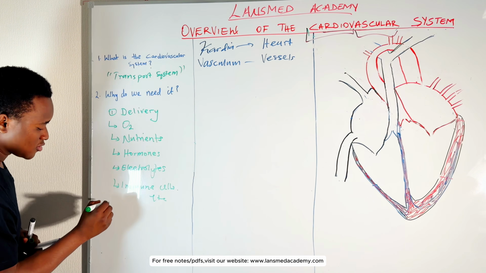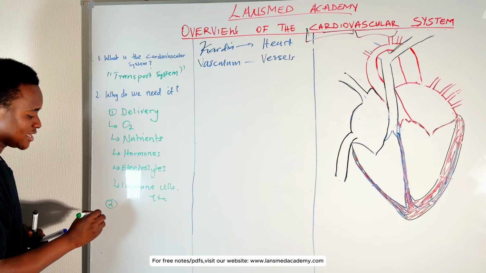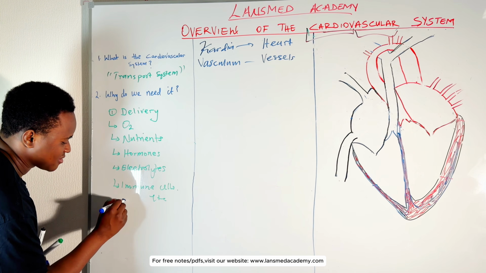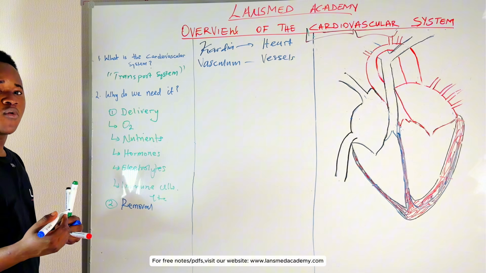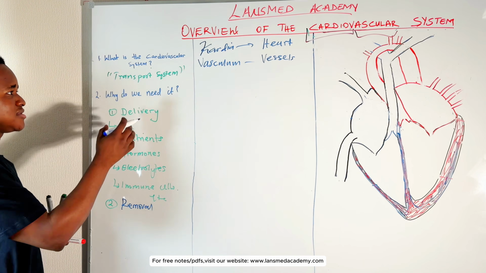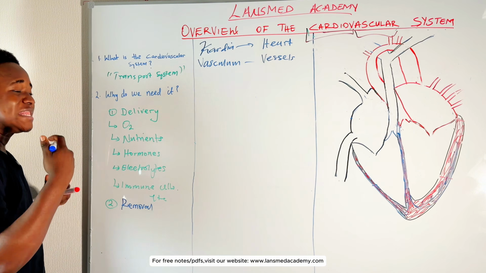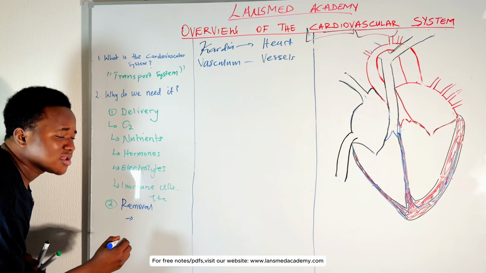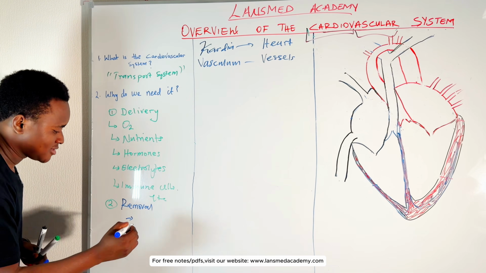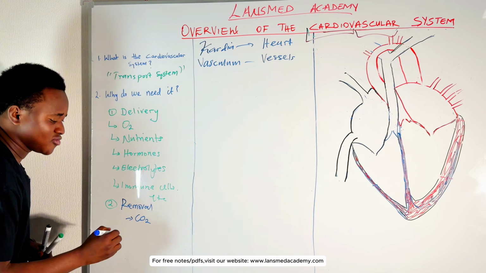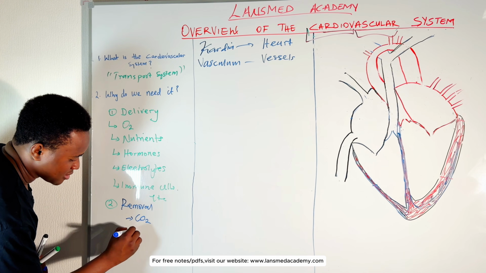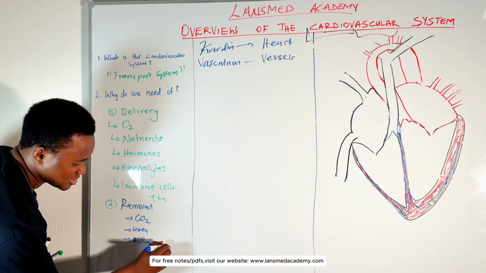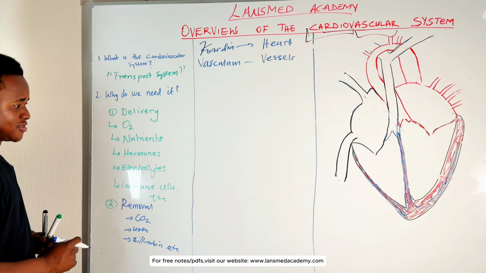The second is removal. Removal of what? Since the cardiovascular system is a transport system, it's not only delivering, but it's also removing carbon dioxide, or let's say metabolic wastes. So carbon dioxide, CO2 for short, urea, and other metabolic waste, bilirubin, etc. That's another key function of the cardiovascular system.